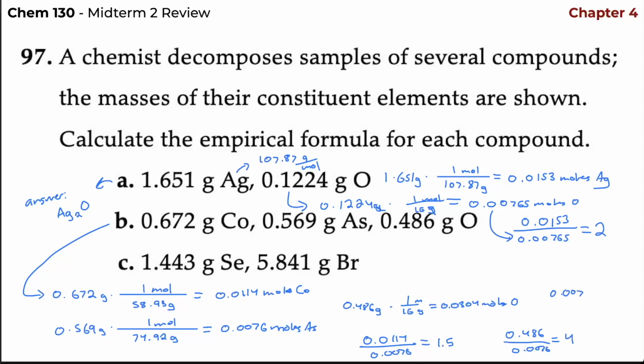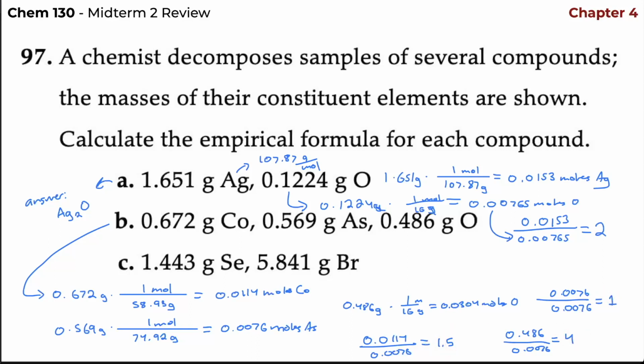You don't really have to do this. It's just something that helps you keep track of what's going on. It's going to be 1, right? So what is this saying? This is saying that for every 1 As, there's going to be 1.5 cobalt and 4 oxygen, right? Now, how can you have 1.5 of an atom? That doesn't make sense, right? So obviously, to make this make sense, we're going to have to multiply all of these by 2, right?